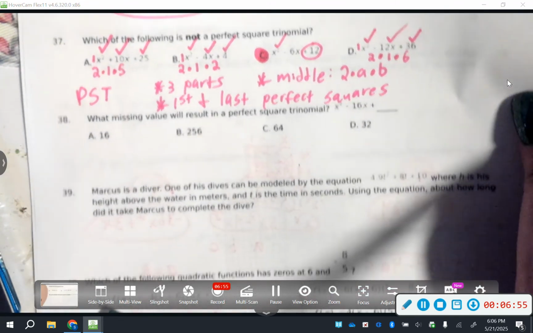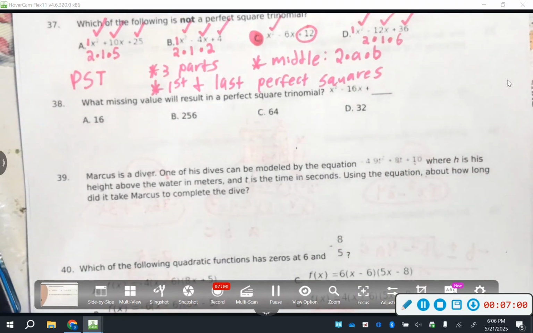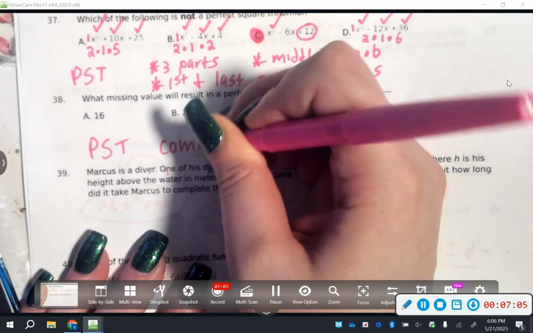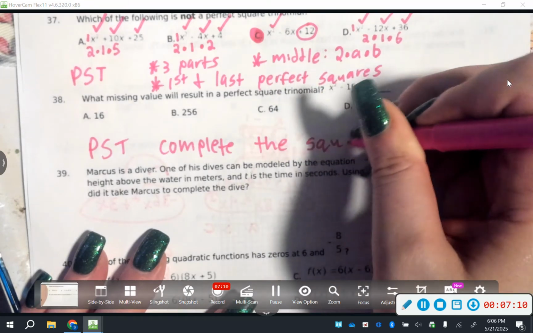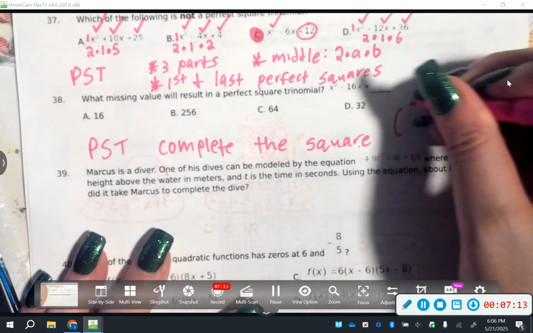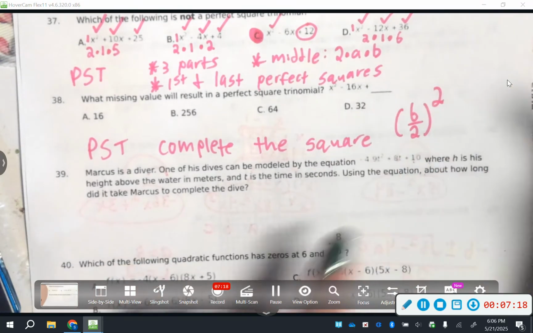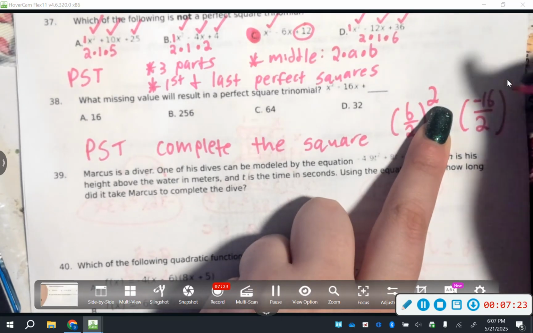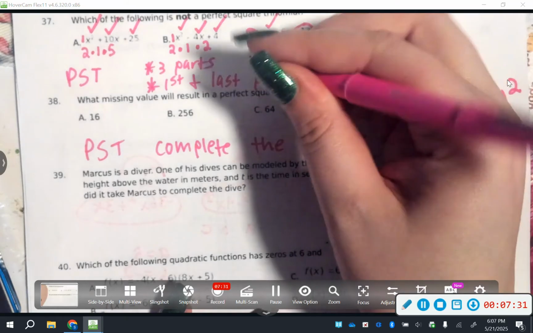Which of the following will result in a perfect square trinomial? If you are trying to complete the square, you have to do your b divided by 2, squared. So in this case, our b is negative 16. So negative 16 divided by 2 squared. Negative 16 divided by 2 is negative 8. Negative 8 squared is positive 64.